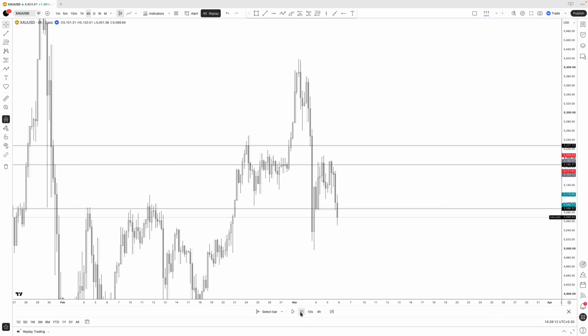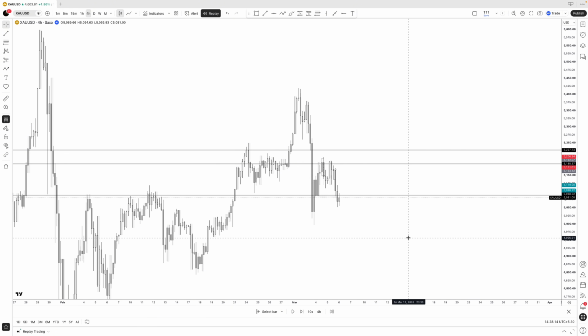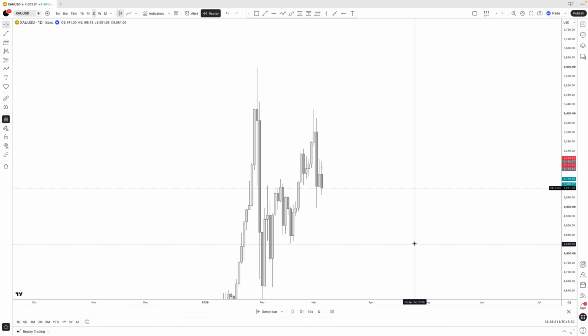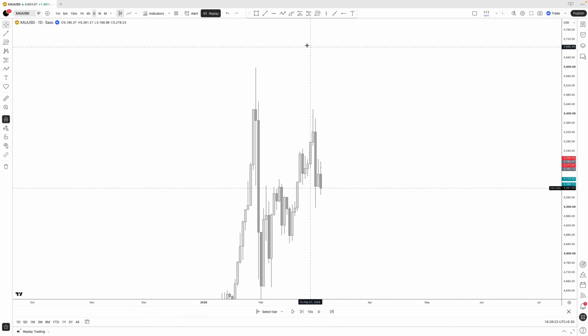So now we go into the next day. So that day is now over. So let's see what the next day has to offer. We start on the daily time frame. Now on the daily time frame, we can see that new key levels are created.